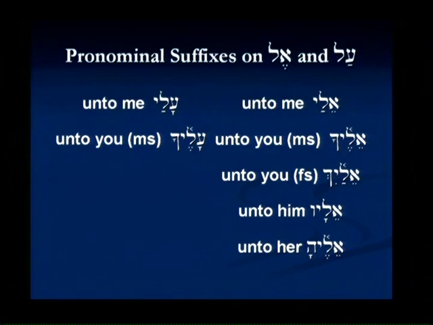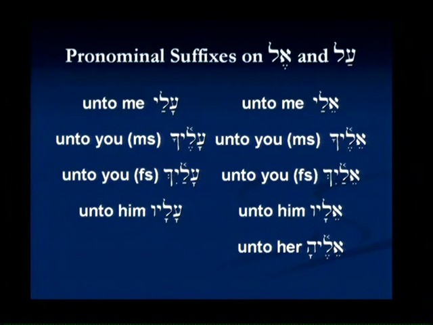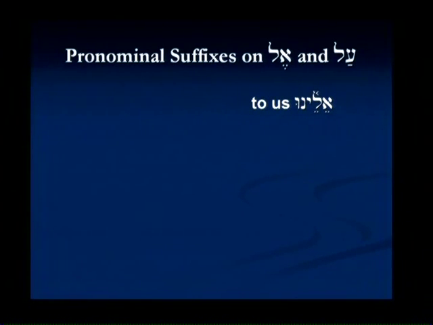Alai, Aleka, Alaik, Alau, Aleha. Another explanation for this changing to a qamets is that it's now in an open syllable rather than closed. If you have al, that's closed. But when you add to it, and this first syllable, the ah, is open, then the patach becomes a qamets, a long vowel.